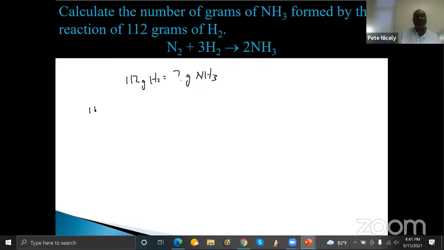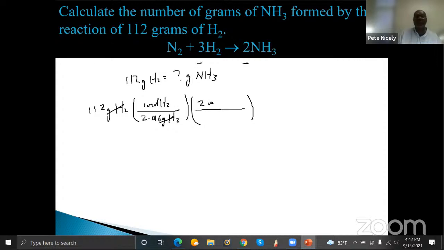So what you would do first is that you start off with the 112 grams of hydrogen. You convert that to moles. So you're going to have 1 mole of H2 above and then 2.016 grams of H2 below. So this would go with this. And then the next step is the mole ratio between the ammonia, the NH3, and the H2. So as we can see, there's a 2 here for the ammonia, and there is a 3 here for the hydrogen. So we can express that here as 2 moles of NH3 as a numerator, and 3 moles of H2 down here as a denominator.